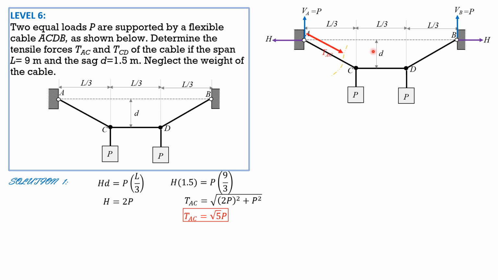Likewise, we cut portion CD as shown. Then let's consider all forces to the left of that cutting section. Summation of forces horizontal, obviously tension CD is equal to H. And since H equals 2P, tension CD is 2P.